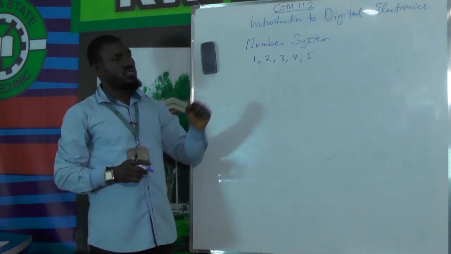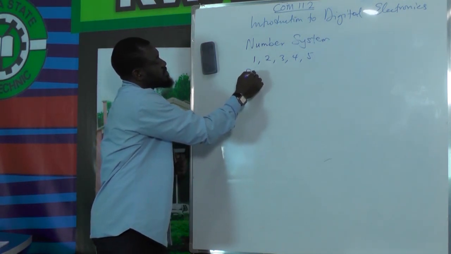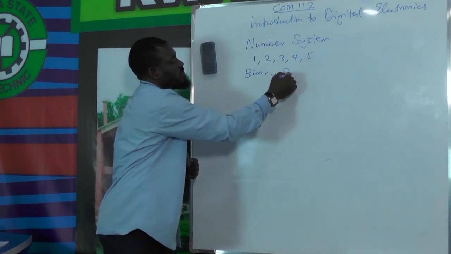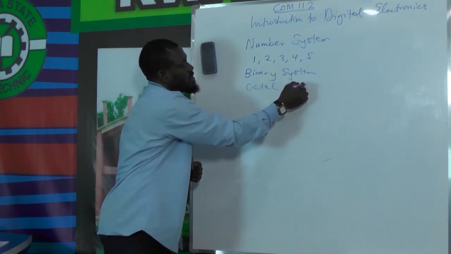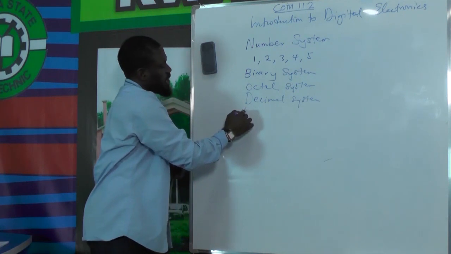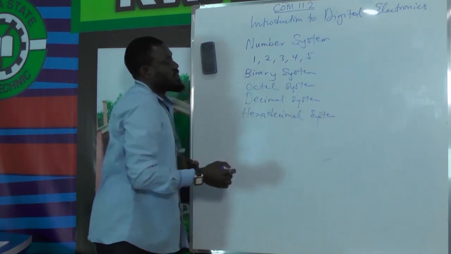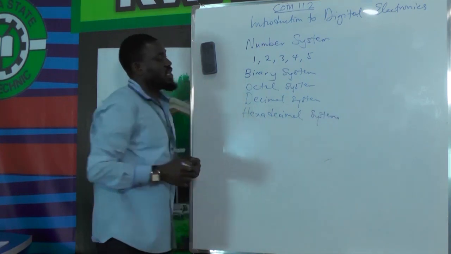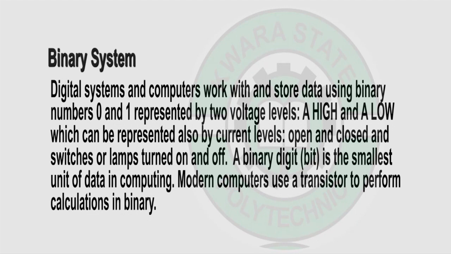But under this session, we are going to be discussing the binary system, the octal system, then the decimal system, then the hexadecimal system. These we use in computing our data. Since we say our computer understands machine language, that machine language is more or less like the binary system.